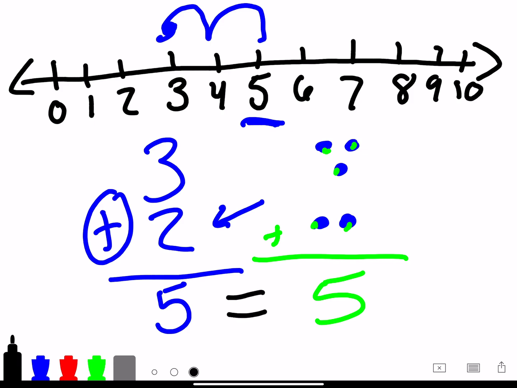So if you're nervous about using the number line, try this method, but I always recommend using the number line, and then if you want to double check your work, use the dots method as well.